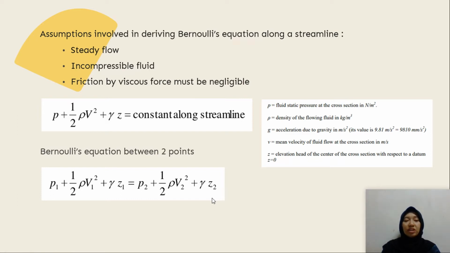Assumptions involved in deriving Bernoulli's equation along a streamline are steady flow, incompressible fluid, and friction by viscous force must be negligible. Here is Bernoulli's equation. Bernoulli's equation between 2 points is this one.